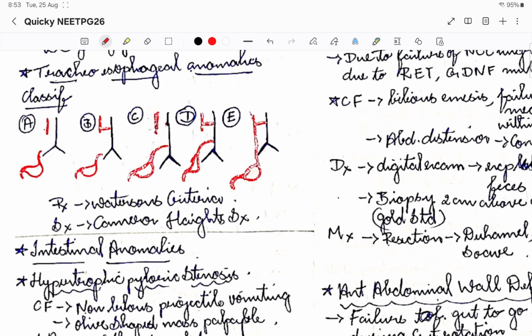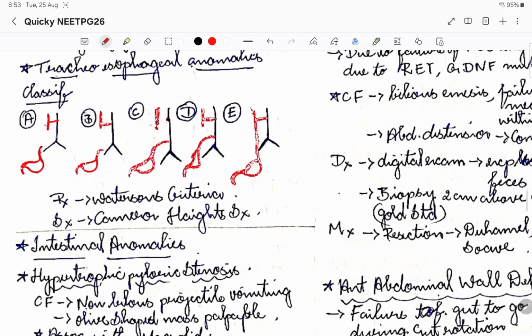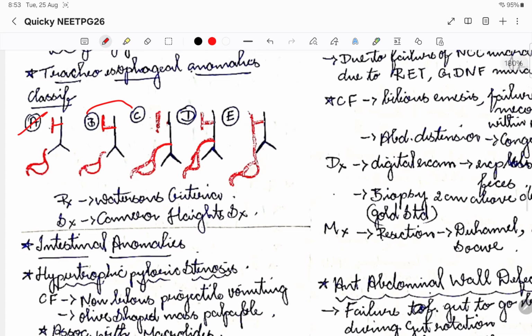There are 5 different types of classifications with respect to tracheoesophageal anomalies. If there is no connection between the trachea and the esophagus at all, it is going to be type A. If there is a connection between the esophagus and the trachea and there is no connection with the stomach, it is going to be type B. In type C, the stomach will be having the connection with the trachea, whereas the esophagus doesn't have any connection. That is the difference between type B and type C. Type D is where the esophagus is also connected with the trachea and the stomach part is also connected with the trachea.